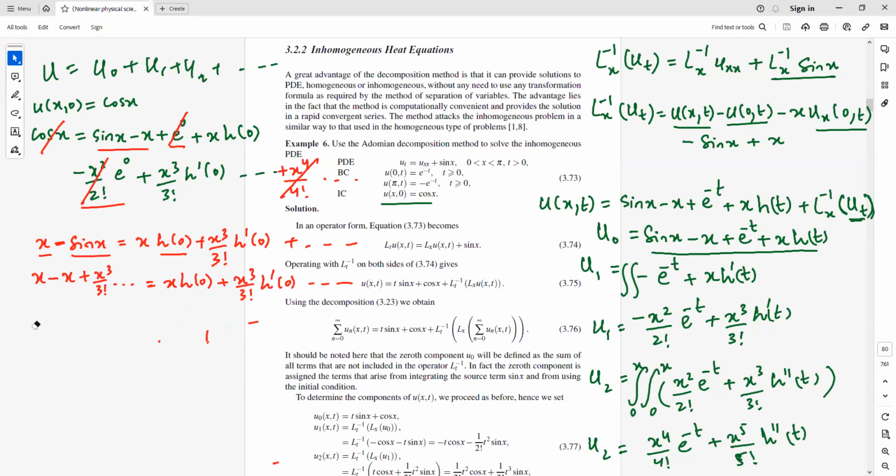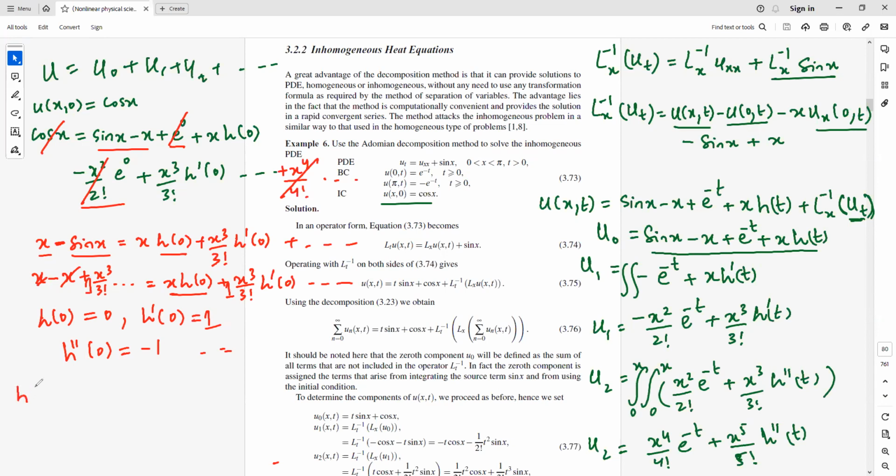Now, if we compare the coefficients on the right hand side with the left hand side, this x cancels with this x. So x h of 0 equals 0, which means that h of 0 is 0. H prime of 0 equals 1, because the coefficient of x cube over 3 factorial is 1. Similarly, h double prime of 0 will be equal to negative 1, and so on.